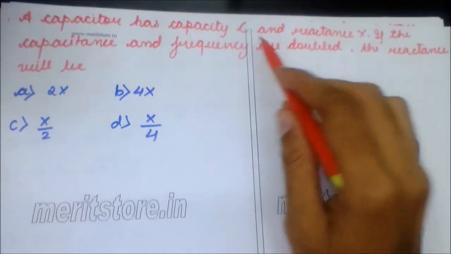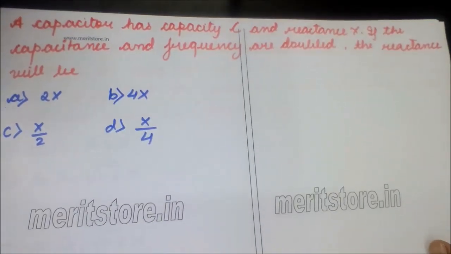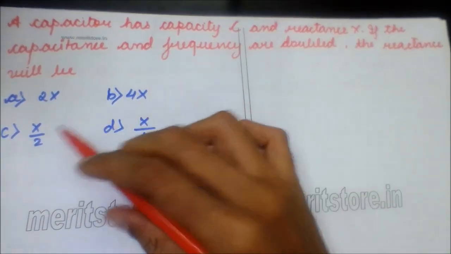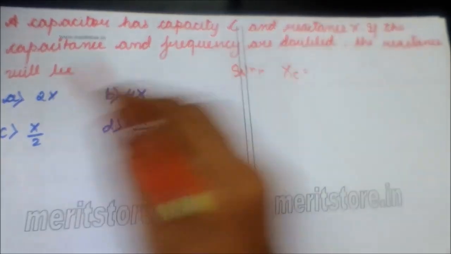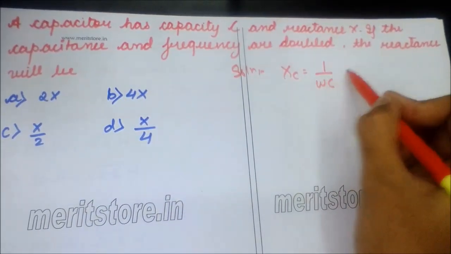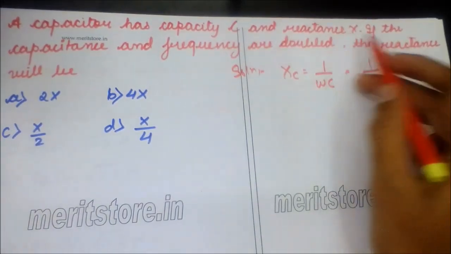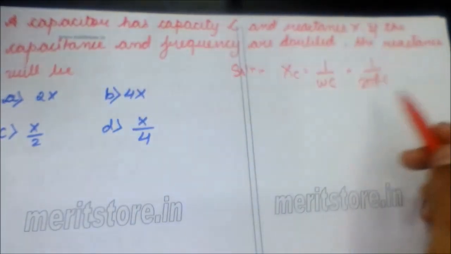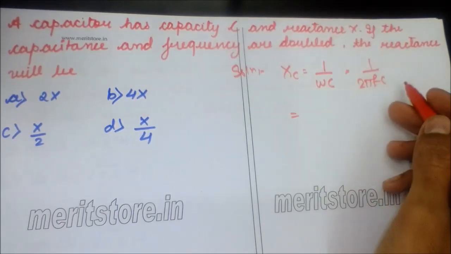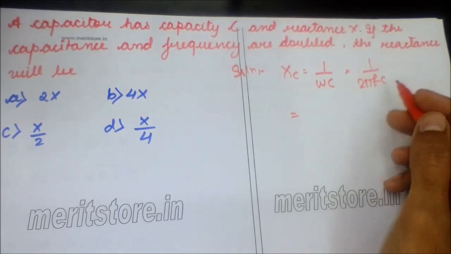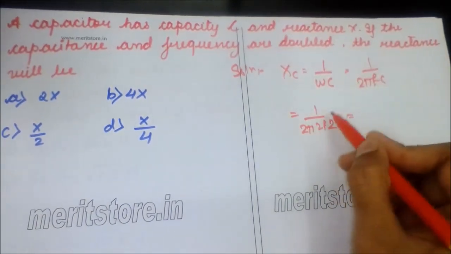A capacitor has capacity C and reactance X. If the capacity and the frequency are doubled, the reactance will be 2x, 4x, x by 2 or x by 4. So here we have the capacitive reactance, which equals 1 upon omega C. Omega is 2 pi f, where f is the frequency and C is the capacitance. If the capacitance and the frequency are doubled, we get 1 upon 2 pi, 2f into 2C.